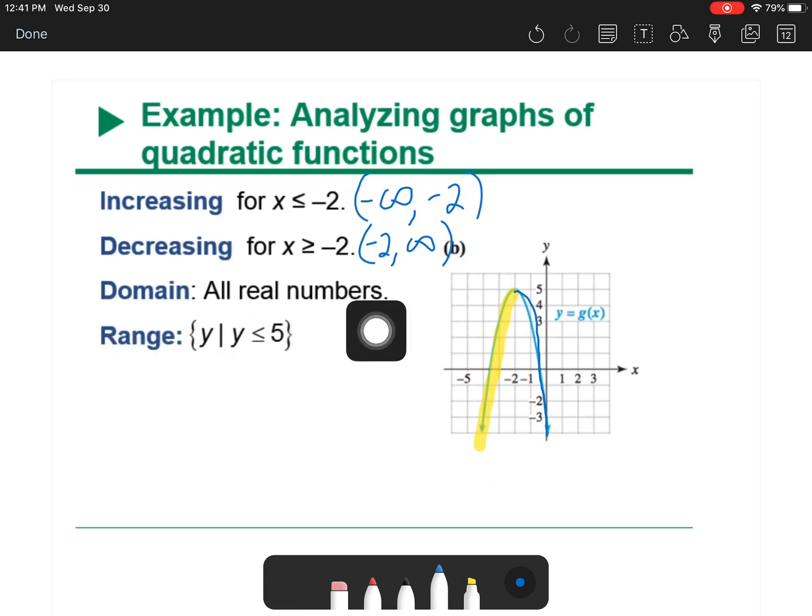Domain on all parabolas is always all real numbers. And then the range is based on the y coordinate of the vertex, right? So those are ranges, y values. So the largest y coordinate is 5, and then all the other y coordinates are less than that. So y is less than or equal to 5, or we could say negative infinity to 5. And we would include the 5 on that one because it's a point on the parabola.